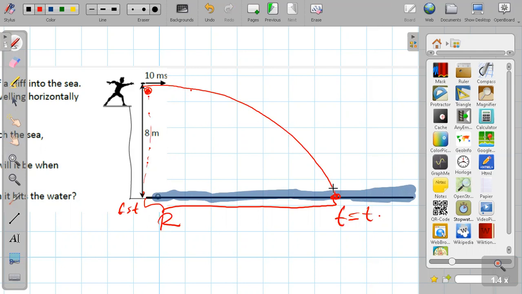Right? Both the objects take the same time. The one you drop will take the same time as the other one that travels in this curved path. It is going to take the same time interval. Right.